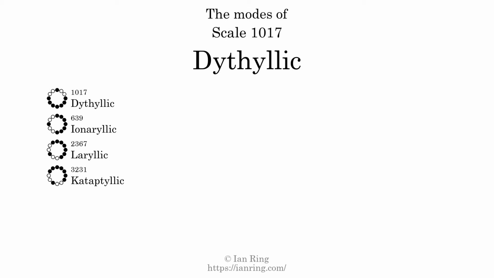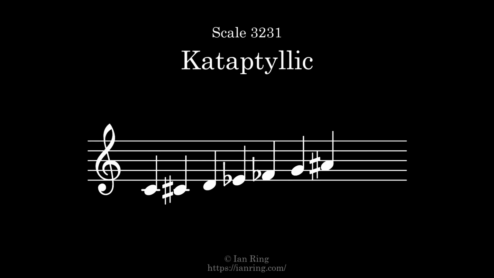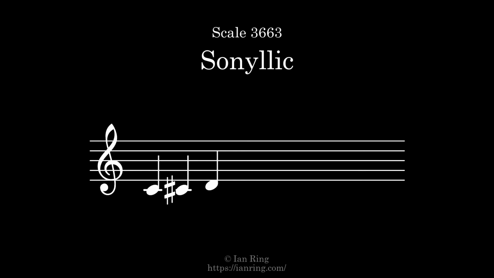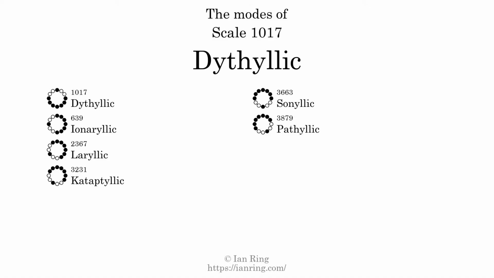The fourth mode is scale 3231, also known as octatonic. It sounds like this. The fifth mode is scale 3663, also known as Dythyllic. It sounds like this. The sixth mode is scale 3879, also known as Dythyllic. It sounds like this.